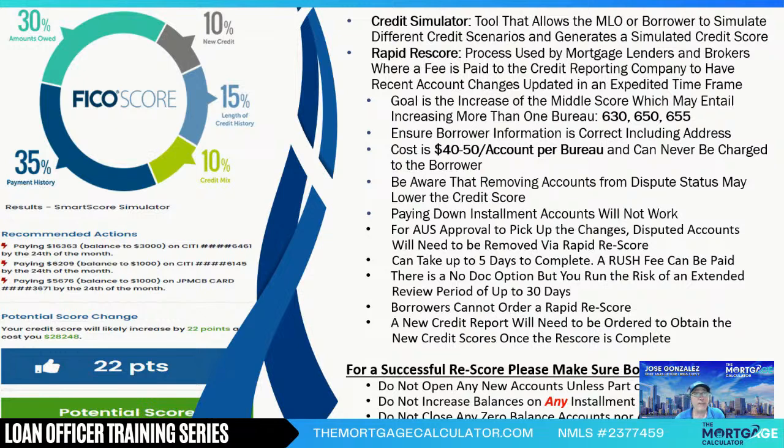So rapid rescore is a process used by mortgage lenders and brokers where a fee is paid to the credit reporting company to have recent account changes updated in an expedited time frame. So basically, we're looking at a turnaround time on a rush scenario of maybe 3 days. On regular non-rush scenarios, 5 days. That's all going to be dependent, obviously, on you providing the documentation that is going to be needed to be able to even request the rescore.